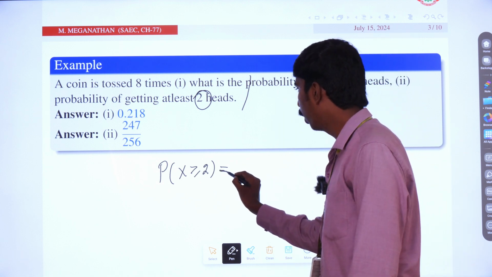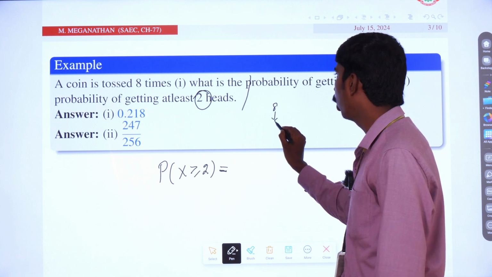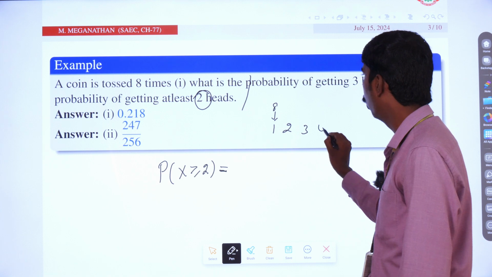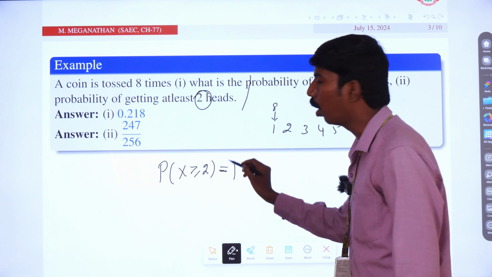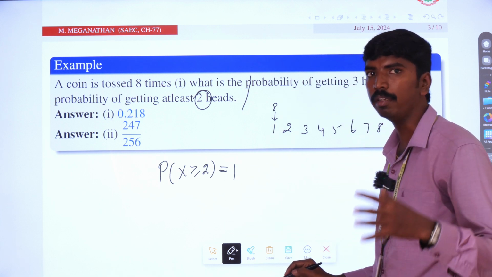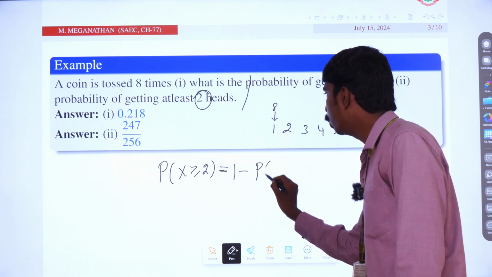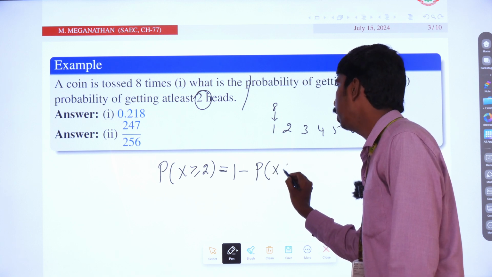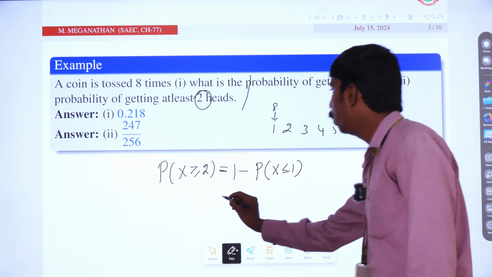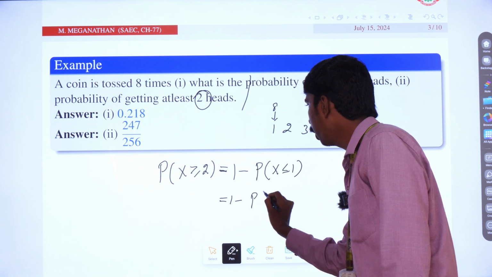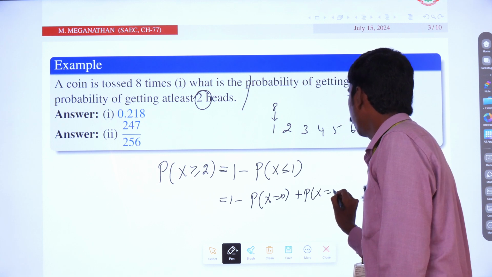So when I toss a coin 8 times, there will be 8 outcomes. So the probability of x greater than or equal to 2 means probability of x equal to 2, 3, 4, 5, 6, 7, 8, many cases will come. Instead of that, simply we can use another concept, that is 1 minus probability of x less than or equal to 1. So greater than or equal to 2 means you can subtract using this concept. In this case you will have to find only p of x equal to 0, plus p of x equal to 1.